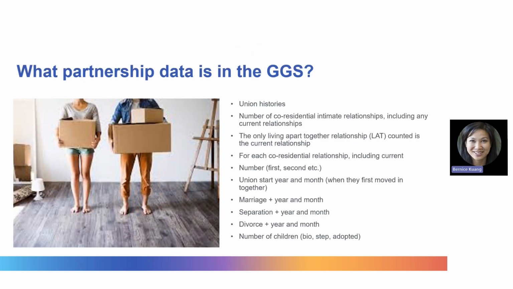Now, one of the major selling points of the GGS is the partnership information that is available. For each respondent who answers the survey, we know the number of co-residential relationships they have had and information about their current relationship if they have one. And then for all of these cohabiting relationships, there is data collected on the dates of when they began to live with this partner, when they married, if they did marry, and when they separated or divorced, if they did. We also ask how they met their partner and the number of children they had together, if they had any.